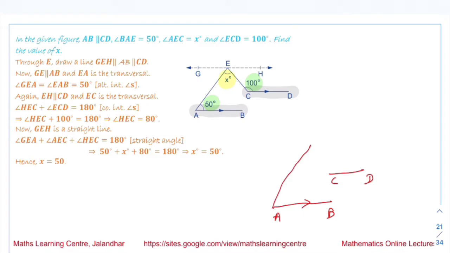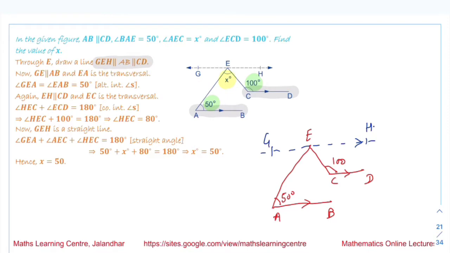We have joined these two, and this is E over here. These two lines are given to be parallel, and this angle is given 100 degree and this is given to be 50 degree. So what construction are we going to do? We have constructed a line GH over here which is parallel to both CD and AB.